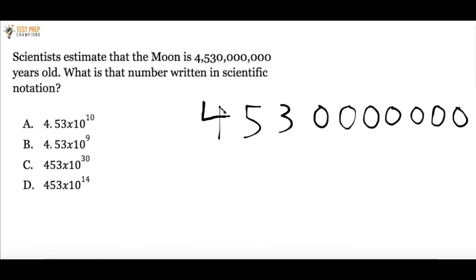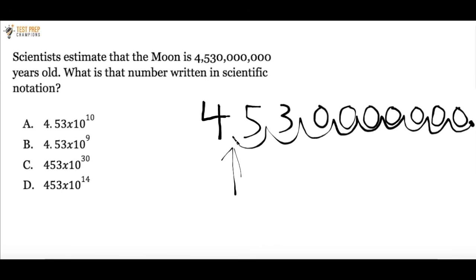Okay, so let's take a closer look at this number here. So basically, with scientific notation, we want to write this number so that we put the decimal after the first digit. Okay, so we want our decimal to go right here. And where's our decimal now? Well, right now the decimal is at the end of the number. So we want to take this decimal and count how many places we have to move it to get the decimal after the first number. So we would go 1, 2, 3, 4, 5, 6, 7, 8, 9. So in proper scientific notation, the answer would be 4.53 times 10 to the 9th.